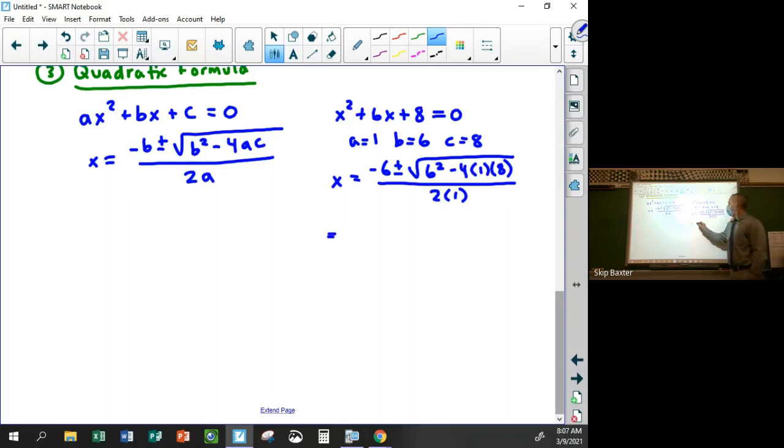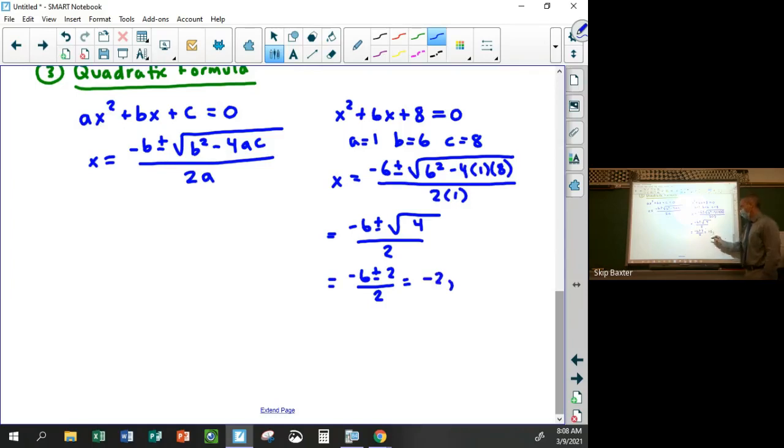So this is negative 6 plus or minus. If I look at all the stuff that's in the radical, I have 36 minus 32, which is 4. So this is negative 6 plus or minus 2 over 2. So if I take negative 6 plus 2, I get negative 4 divided by 2. And if I take negative 6 minus 2, I get negative 8 divided by 2.